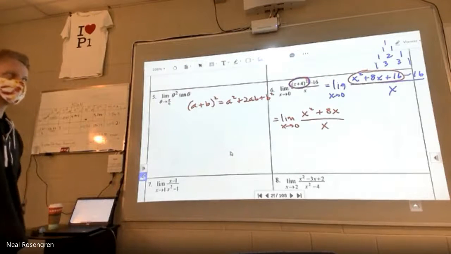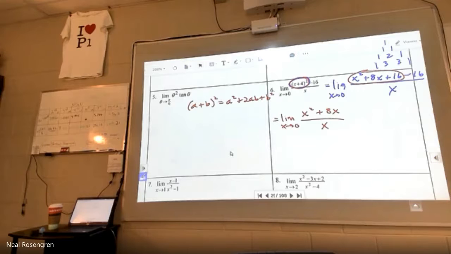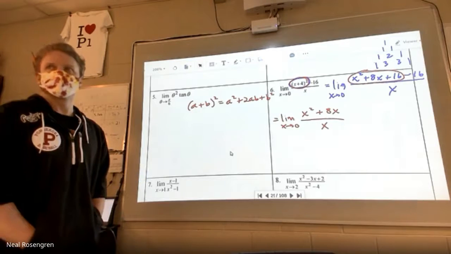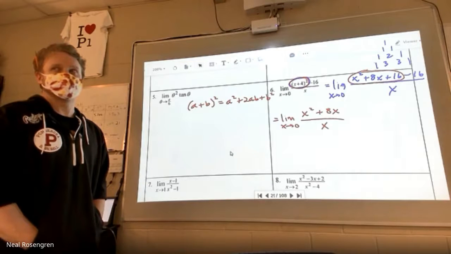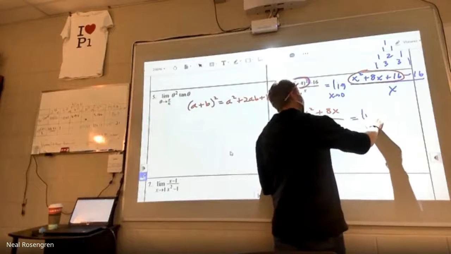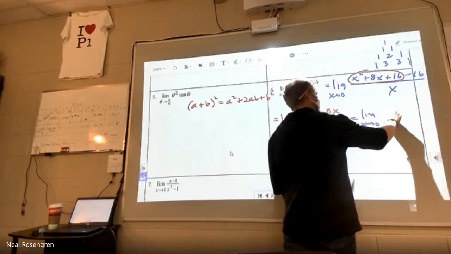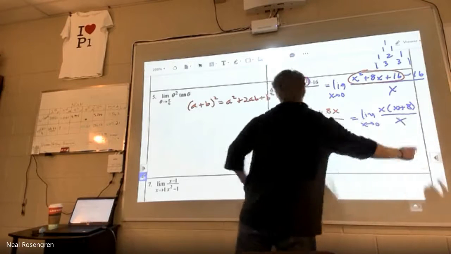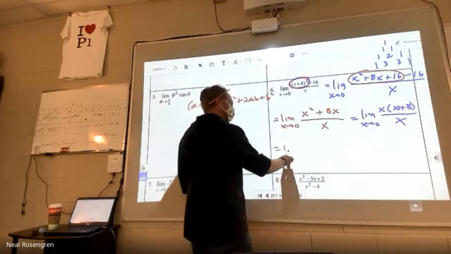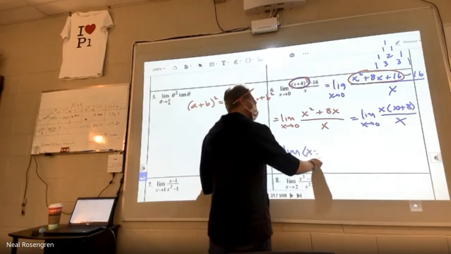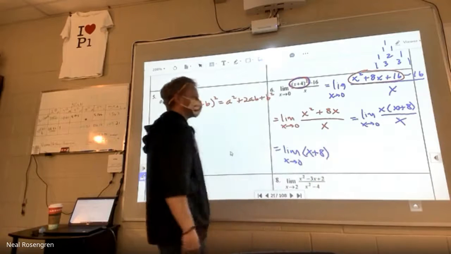Nothing's changed about the function. We're just writing it differently, so it's still going to be a hole. It's still 0 over 0. What do I have to do first? I can't divide until it's factored. Factor first, simplify second. Take that x out. x plus 8. Now I can divide it away. Got to leave the parentheses around it because it's a polynomial.